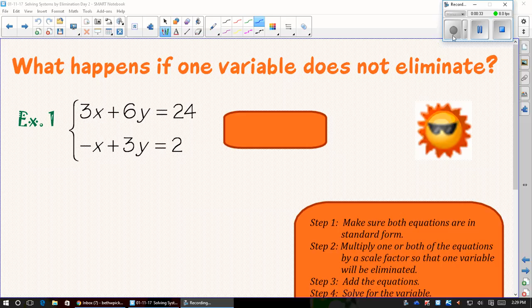So today we're going to look at some other cases for what could happen if we're solving a system by elimination. A couple of different things that could happen either in your work or in the final answer that you have. A couple of special cases in the final answer.